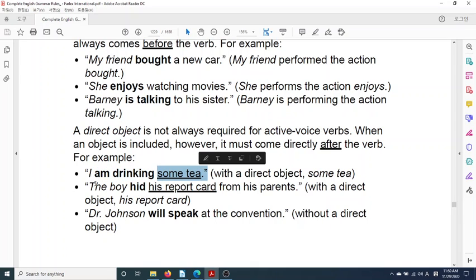I am drinking what? Some tea. The boy hid, what did he hide? His report card. Dr. Johnson will speak where? At the convention. But here, that one did not have a direct object, right? So Dr. Johnson will speak, speak his speech, or give his speech, if you wanted a direct object. Here there is no direct object, but it's not needed. It's understood from the context. Dr. Johnson will speak at the convention.